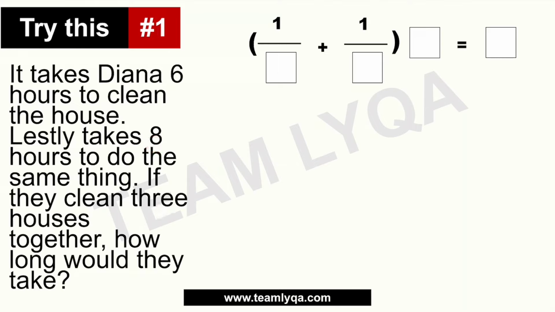So, isulat na natin, okay? Si Diana 6. Natin dito 6. Si Leslie naman ay 8 by herself. So, 8 ito. Pag magkasama sila, magiging X. At this time, sabi, they are going to clean 3 houses. Okay? Now, very important to note na yung 6 ay for isang house lang ito, ang equivalent niyan.